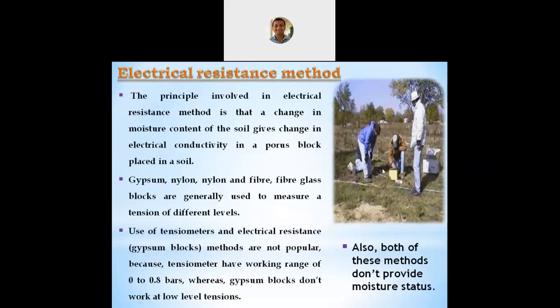Now the basic principle is that this gypsum block absorbs moisture due to its porous nature, and as we know that water is a good conductor of electricity, it measures the electrical resistance between two ends of a gypsum block. These readings are then converted into the soil moisture status of the soil based on some equations, and we can measure the amount of moisture present in the soil, which again helps us in scheduling of irrigation.